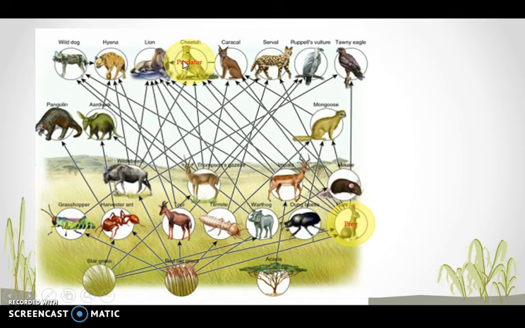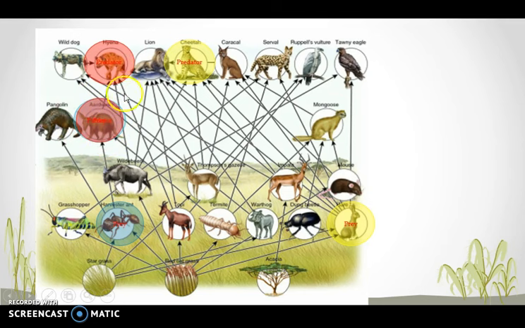Let's take a look at another pair of predator-prey. Over here we have an ant, and then we have an aardvark that actually eats the ant. So the aardvark is the predator, and the ant is the prey. Let's take a look at one more. Here we have the hyena that eats the aardvark. The hyena is the predator that hunts the prey aardvark.